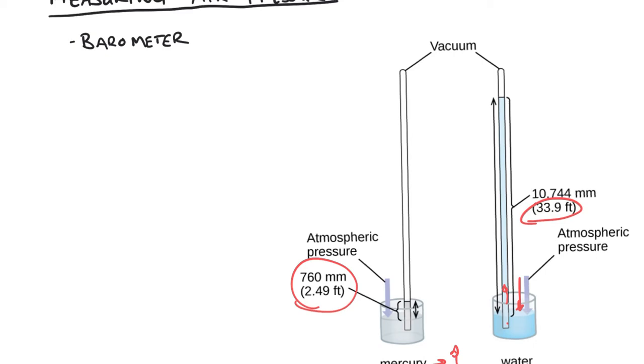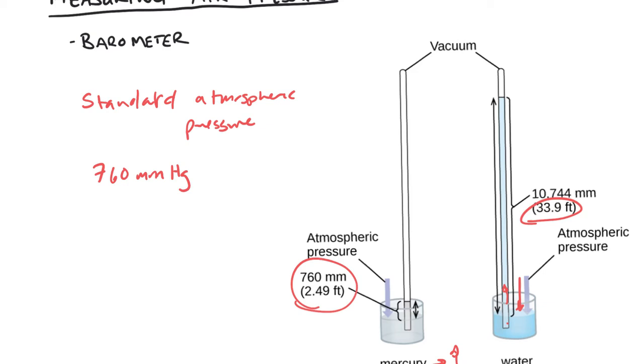All right, so when I measure the atmospheric pressure, typically what we think about as standard atmospheric pressure will support a column of mercury that is 760 millimeters tall. So we say it's 760 millimeters of mercury. 760 millimeters of mercury is the same thing as 101.325 kilopascals.